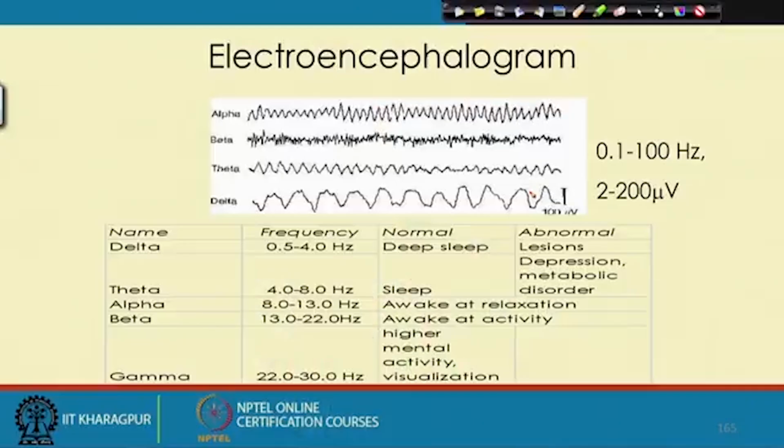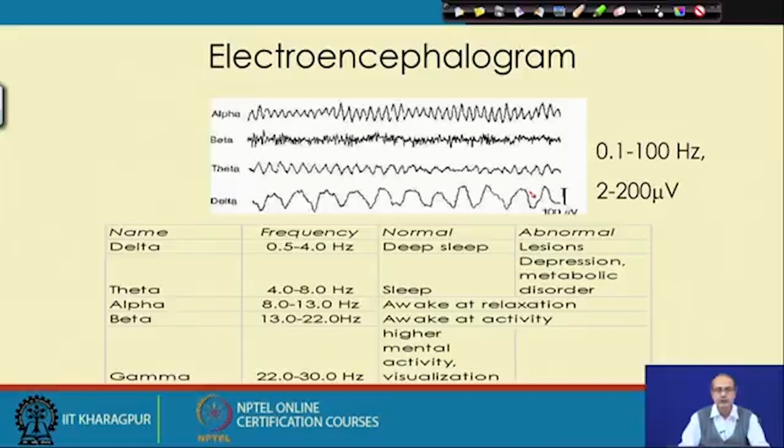So, today we will look at the EEG signal, or electroencephalogram. The common types of EEG are alpha, beta, theta and delta. Let us have a recap on that. The bandwidth is 0.1 to 100 hertz, which is very similar to the ECG, but the magnitude is much less than the ECG signal, at 2 to 200 microvolt.